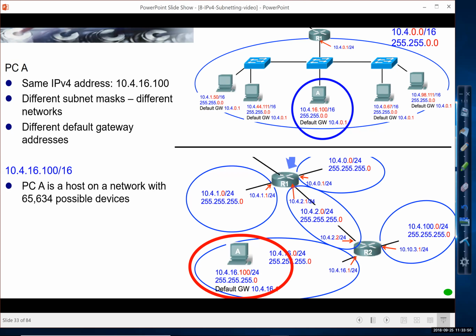When the host was 10.4.16.100, it was a host with 65,534 other possible devices, one large network. When it became a host on the smaller subnet, it's a host with 254 possible devices. So we've actually made it a smaller broadcast domain. So an ARP request down here is going to be contained within this subnet. At a maximum, 254 devices would see the broadcast, the ARP request. Up here, though, everybody in this network would see the ARP request, which would be a possible 65,534 devices.